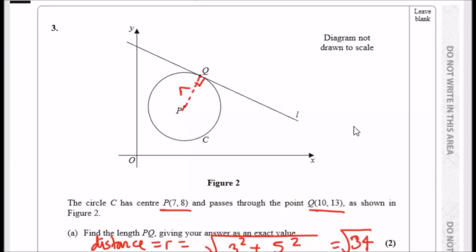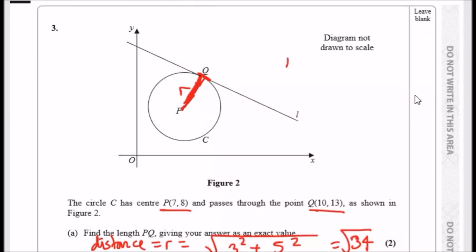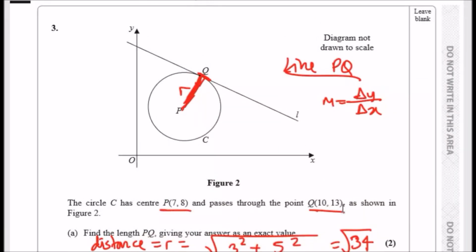Okay, so just a long story short, I would always find the gradient first. So this is typical. Find the gradient of this line and then realize that this line is perpendicular. And we can always find the gradient when you have 2 points. So to find the gradient of the line PQ, the gradient would just be the change in y over the change in x. Change in y between P and Q is 13 take away 8, which is 5. And then change in x would be 10 take away 7, which is 3. So the gradient for the line PQ is 5 over 3.